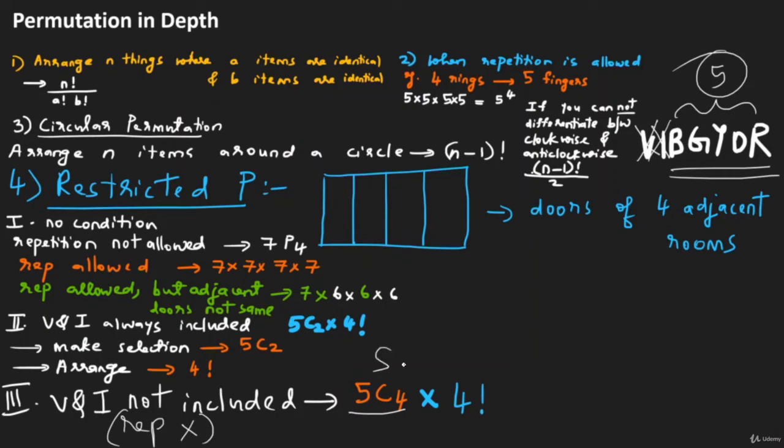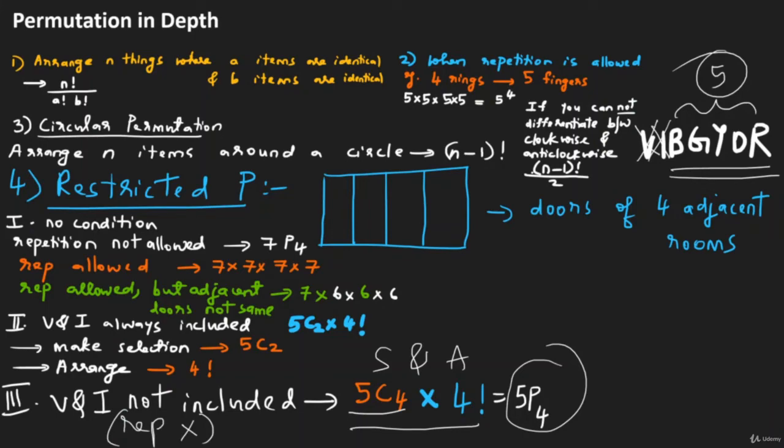Therefore, the selection and the arrangement can be done in 5C4 into 4 factorial ways, which is your answer when V and I is not included. And you can note that this over here is the same as 5P4, right? And remember, 5P4 is the number of arrangements you can do by selecting 4 items from 5 items, and this is what we are doing over here when the case is such that V and I is not included.